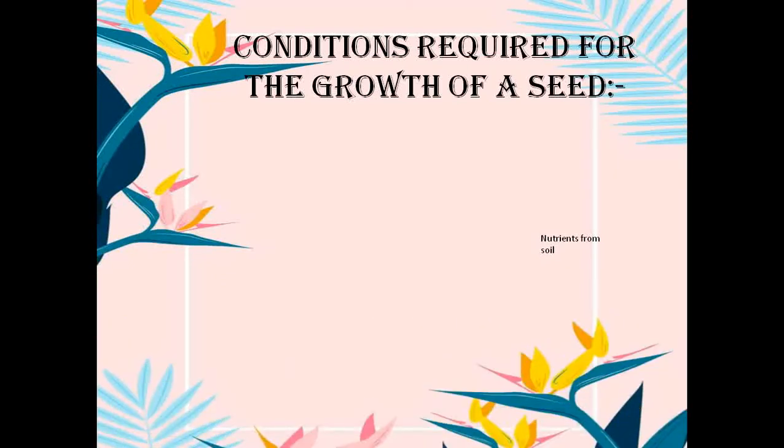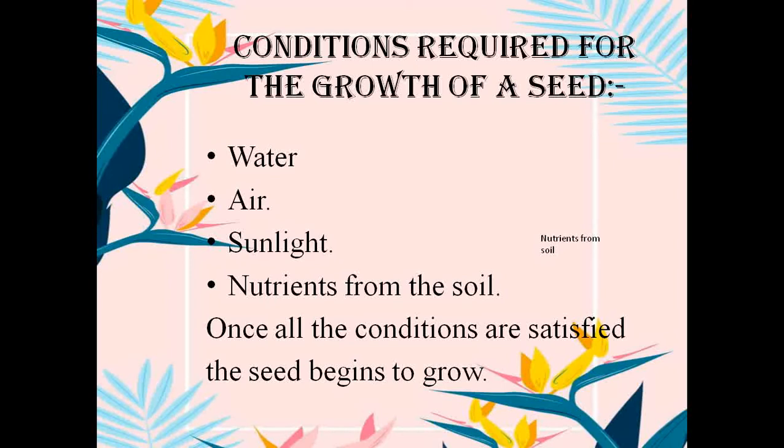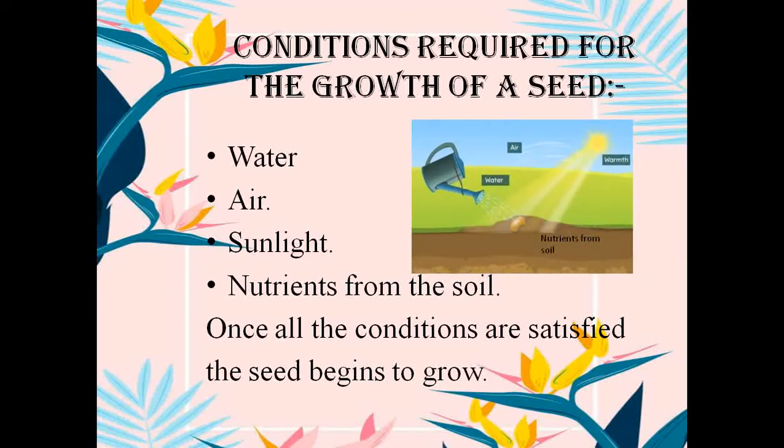Conditions required for the growth of a seed: water, air, sunlight, nutrients from the soil. Once all these conditions are satisfied, the seed begins to grow. Children, as you can see in the picture, when a seed is sown under the ground, it requires all these conditions: the water, air, sunlight meaning the warmth, and nutrition from the soil. When all these conditions are satisfied, then only the seed will germinate, the seed will grow.